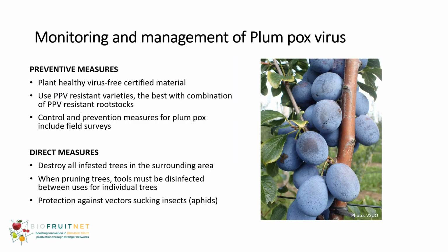Planting of virus-free certified material, resistant varieties, and rootstocks are preventative measures. Control measures for the plum pox virus include orchard surveys. The only way to manage the disease is to destroy all infected trees. Treatment against aphids, which are vectors, helps to lower the transmission of the virus.